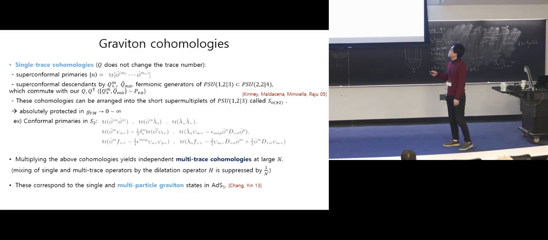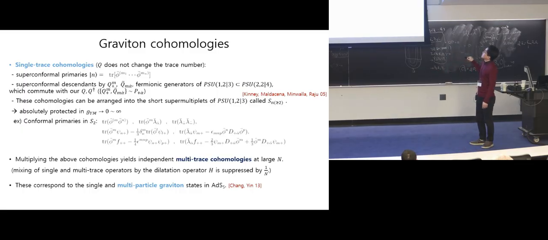And let me show you the example. So for the graviton cohomologies or monotone operators, you can start from the single trace. So the superconformal primary is given as a symmetric trace of n number of scalars. And you can consider superconformal descendants using fermionic generators, which commute with our chosen supercharges to define our cohomology problem. And these cohomologies can be arranged into certain short multiplets called Sn.